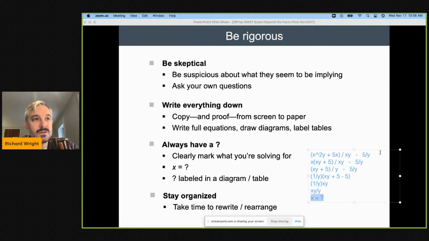So by keeping your question mark in every single line, when you get to the bottom, it's clear that's the question. That's what they're asking you to do, right? It's what they're asking you, whether you can solve or not.